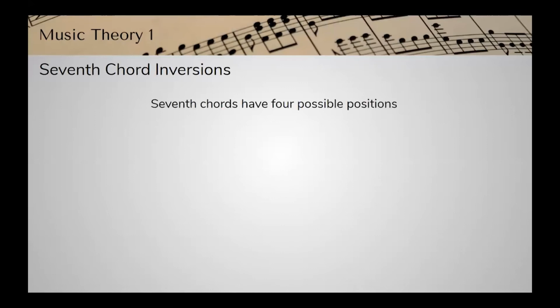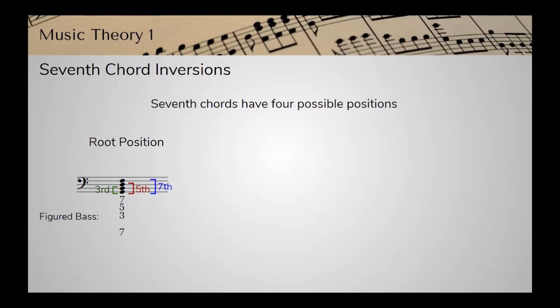So let's talk about the inversions for seventh chords. Since seventh chords have 4 notes, there are 4 possible positions that a seventh chord can be in. The first is the one we're used to, which is root position, and that obviously has the root in the bass. And the intervals that happen in a root position seventh chord are a third, a fifth, and a seventh. So the full figured bass we'd use for this would be 7, 5, and 3.